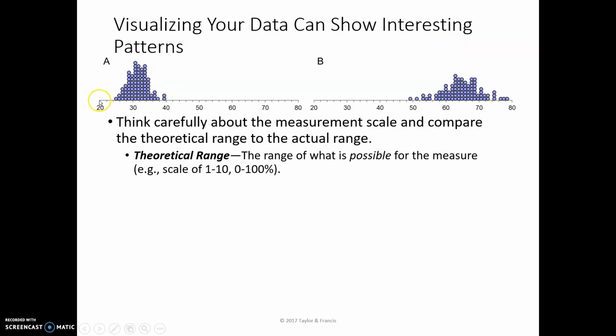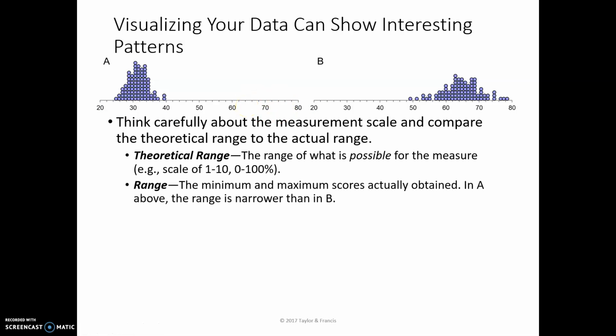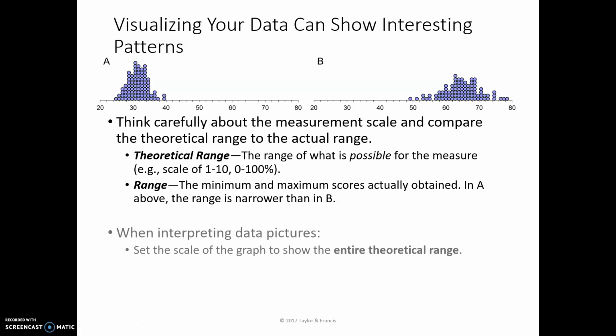Now in this particular case, your theoretical range is 0 to 100, but it may not necessarily make sense to show that if people are not getting 0 or 100. We have our theoretical range. Our actual range itself is the minimum and the maximum scores that are actually obtained. So if I took the largest score from A and the smallest score from A, and I took the largest score from B and the smallest score from B, odds are pretty good that I'm going to find that the spread and the range for B is much, much bigger than A.